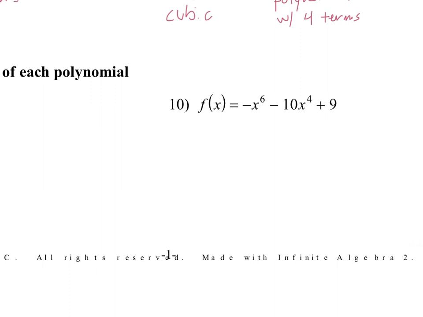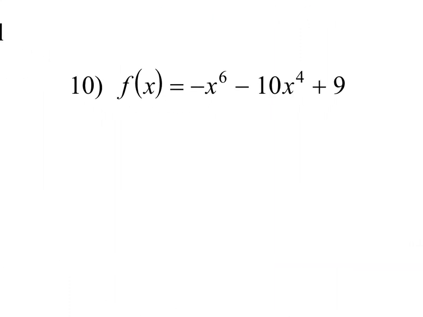Let's go to number 10. We have negative x to the 6 minus 10x to the 4 plus 9. Which term are we looking at here? Negative x to the 6. So we can ignore the rest. We're just looking at the biggest one. Is it positive or negative? Negative. So how's our graph going to end? Going down. And is it even or odd? Even. So are they going to go in the same direction or opposite? Same. So it'll be down and down.